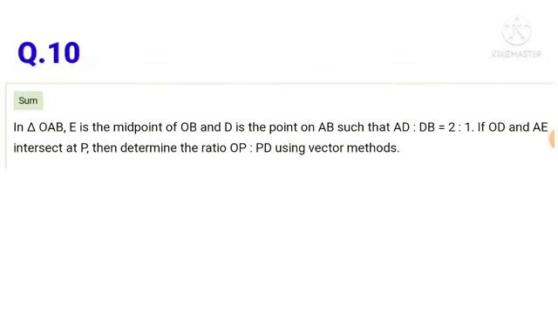Next, question number 10. In triangle OAB, E is the midpoint of OB and D is a point on AB such that AD is to DB is equal to 2 is to 1. If OD and AE intersect at P, then determine the ratio OP is to PD using the vector method.